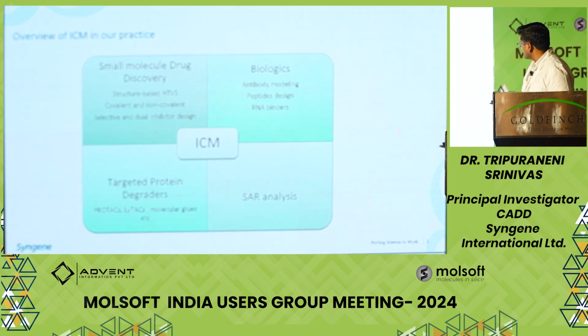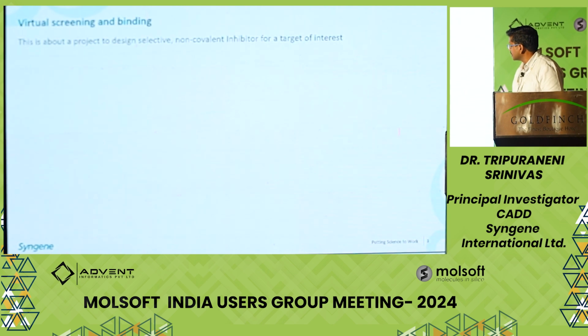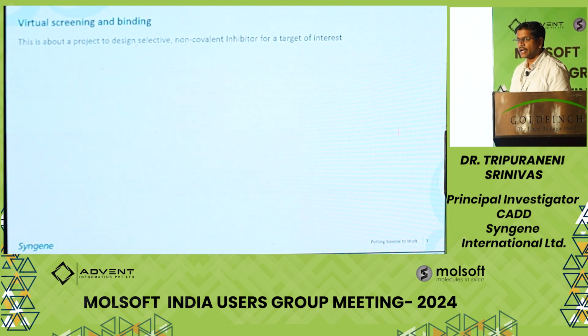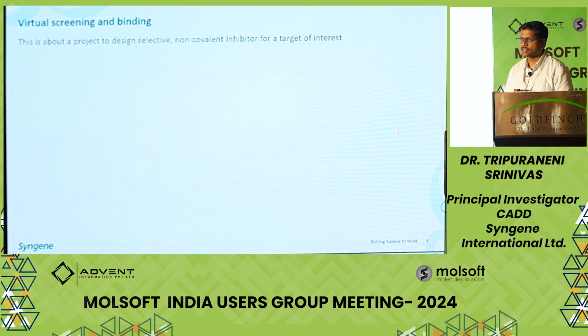So I will start my first case study on virtual screening and binding. Here is a target of interest where we need to come up with a non-covalent inhibitor. The challenge is that the target exists in multiple isoforms, and these days many focus on dual inhibitor or selective inhibitor strategies. Adding to the complexity, we don't find any crystal structure reported in the database.